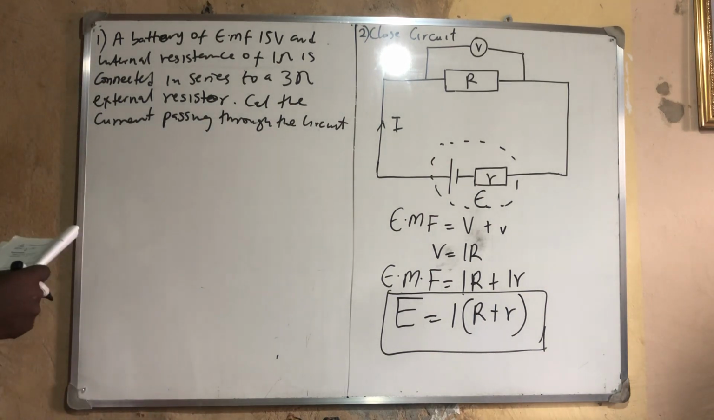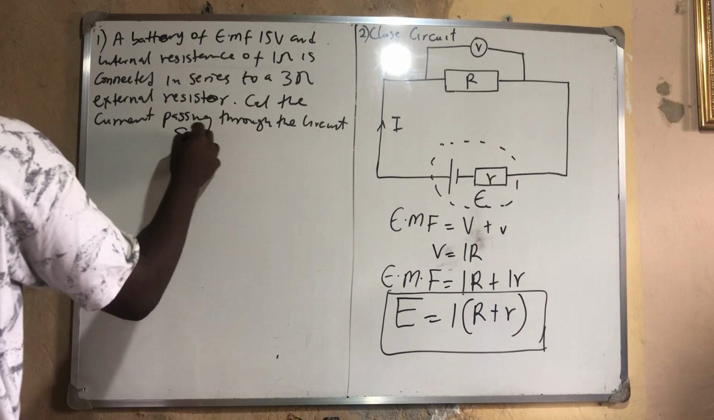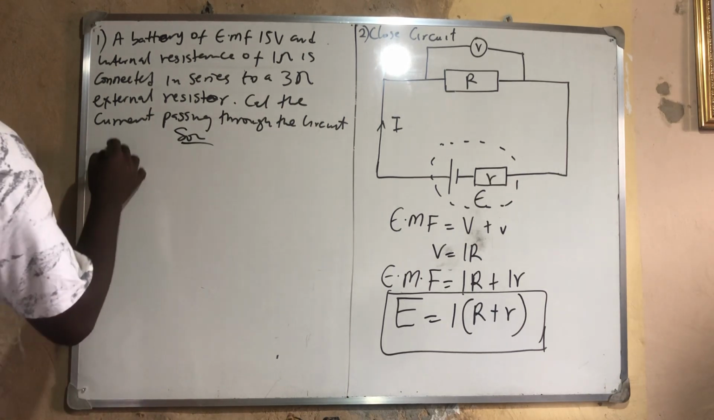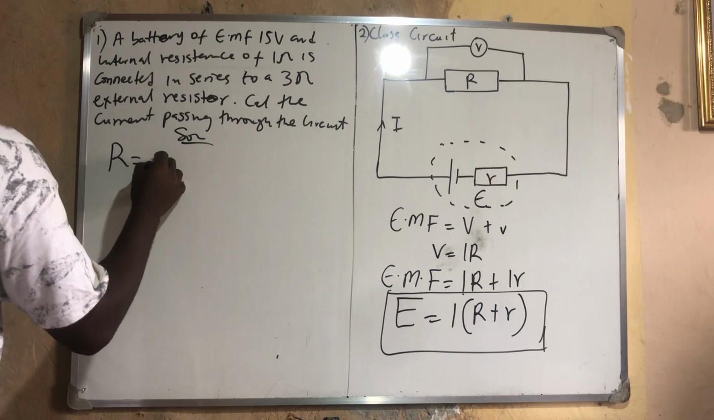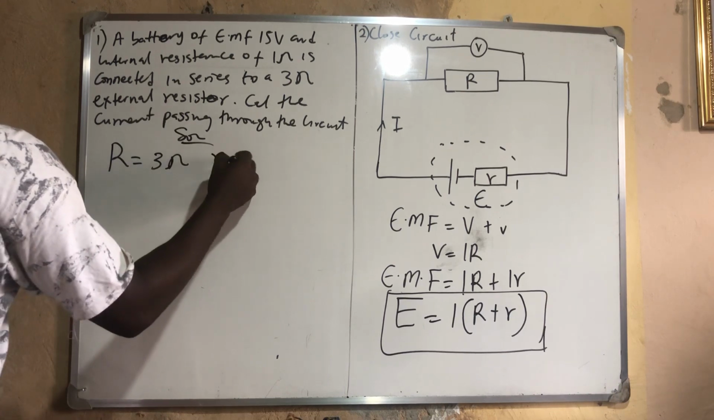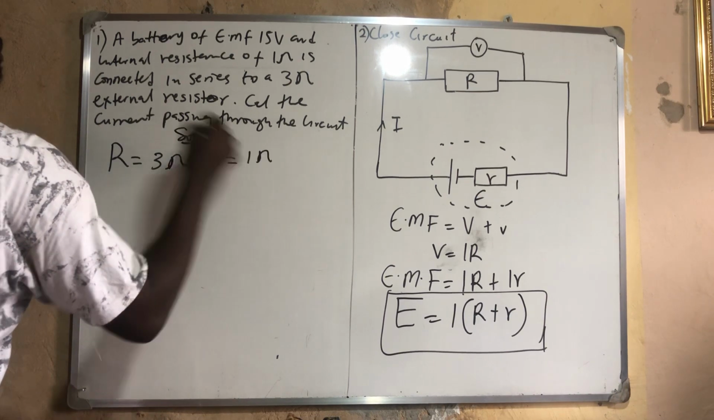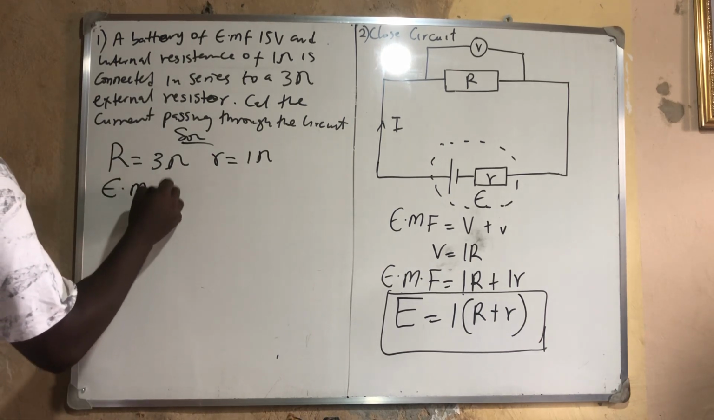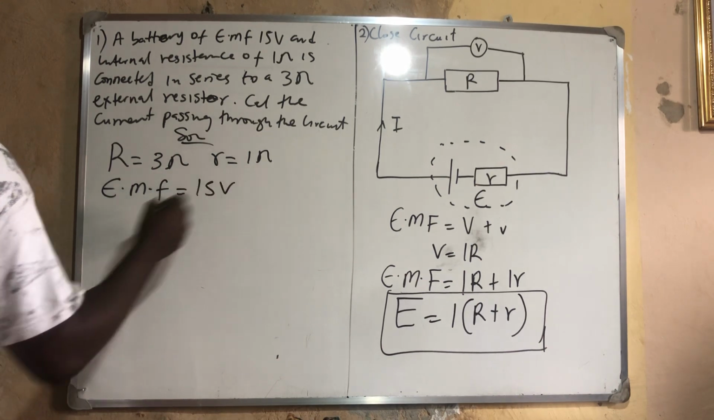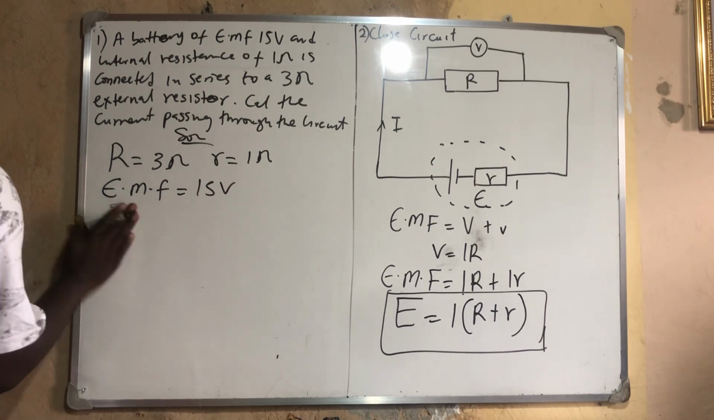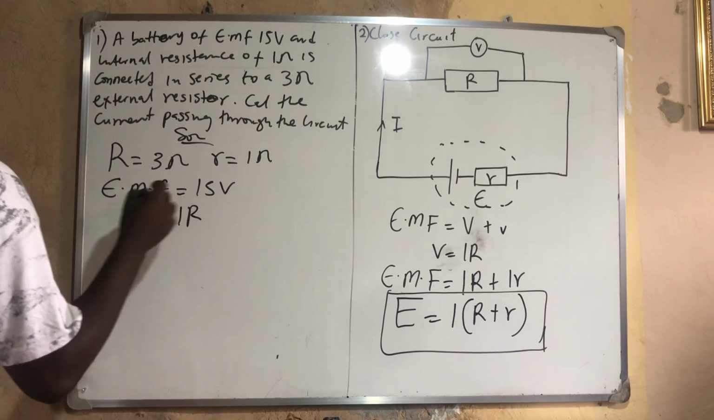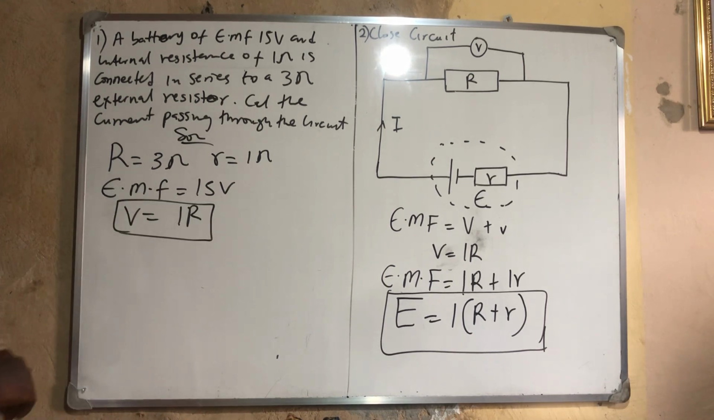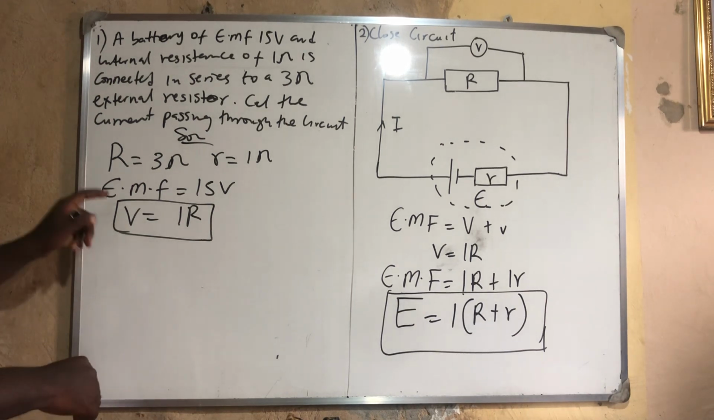Now, if you look at this very well, you will know that what they are talking about here is a closed circuit. Why? Because it has both internal and external resistor. So I have my big R, the external one, to be 3 ohms, and the internal one to be 1 ohm. I know that my EMF they gave me is 15 volts. In fact, I know that V is equal to IR. This is where it started from. V is equal to IR, but the V here is no longer volt but EMF.